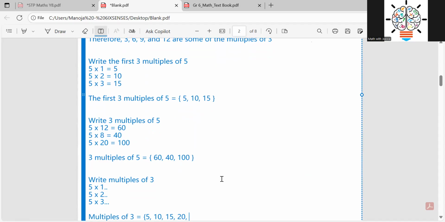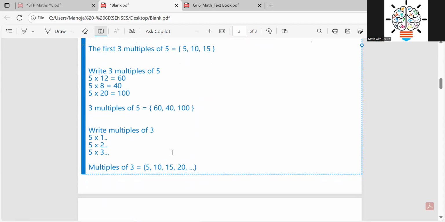They have not specifically mentioned whether you want to write the first 3 multiples or any 3 multiples. They have just asked you to write the multiples, so then you can write any number of multiples. Here I just took 4 multiples, and after the last comma, I put 3 dots like this and close the curly brackets. This means that I have many more multiples in the list. Hope it is clear for all of you.